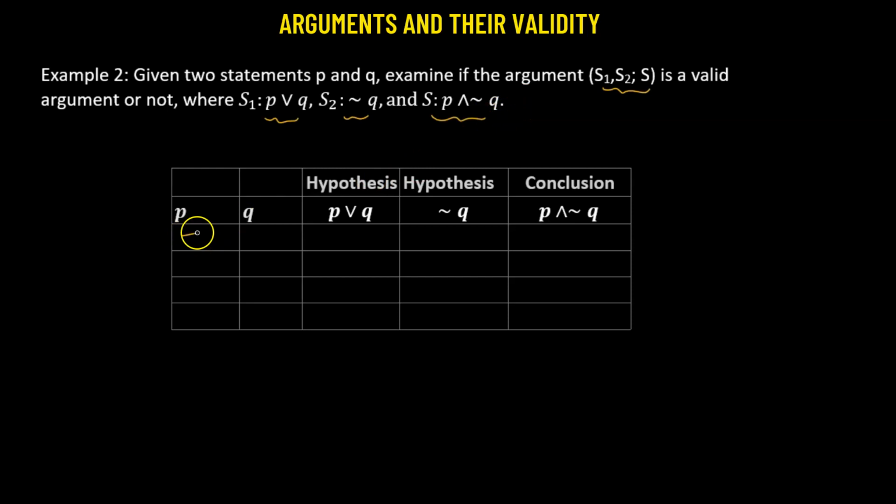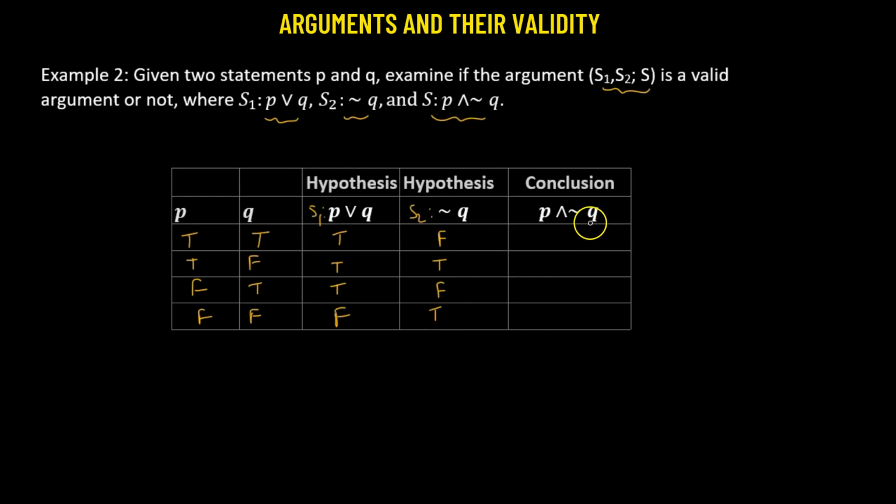First things first, we list out the truth values of P and Q, all the possibilities. So we have false and false. Now there are two hypotheses. The first hypothesis is S1, which is P or Q. So we have to take the disjunction between P and Q. This will be true when one of them is true and false when both of them are false. And the second hypothesis is S2, which is the negation of Q. All we have to do is flip the truth values. We have false, true, false, true.